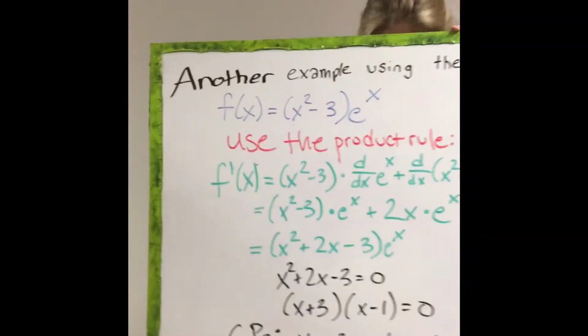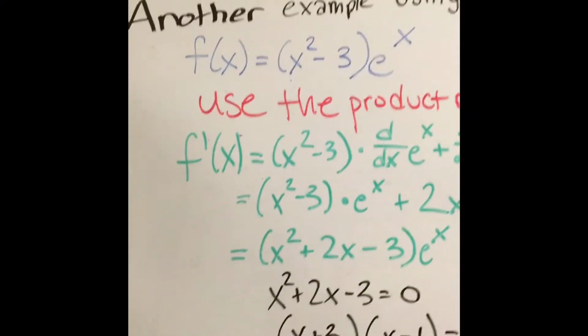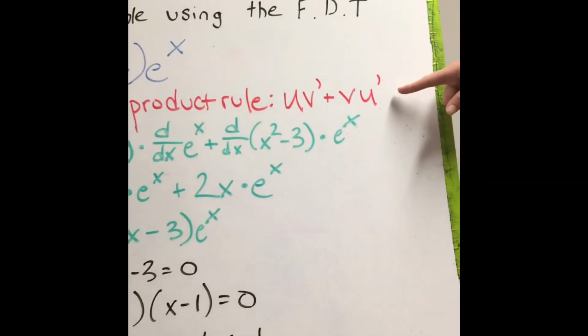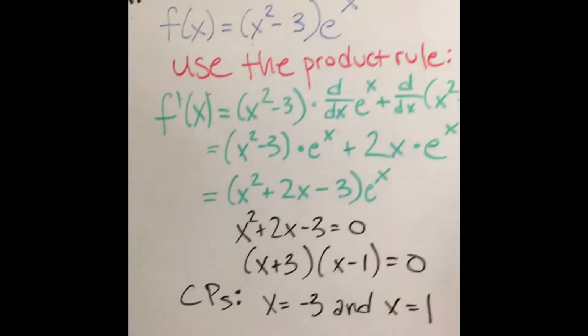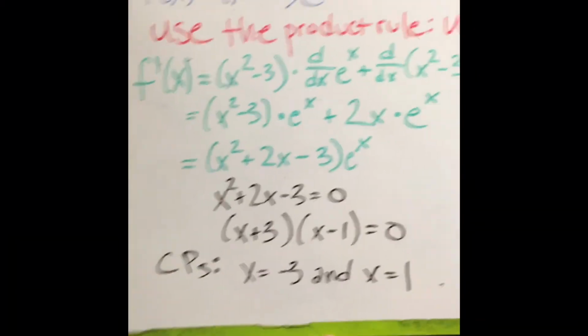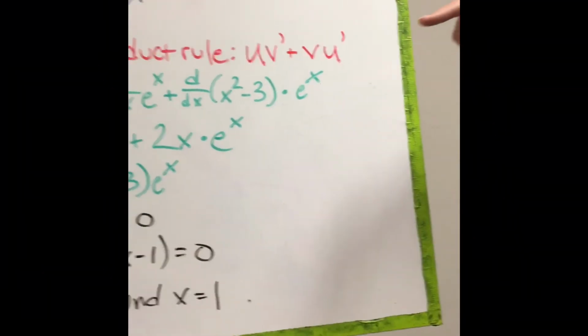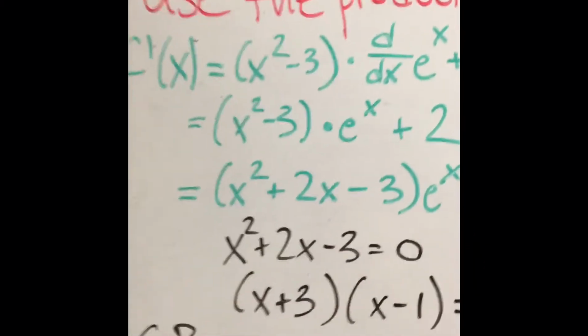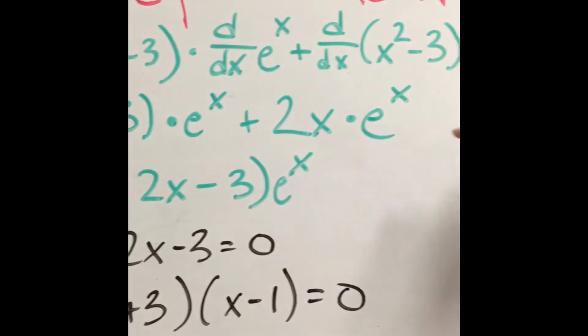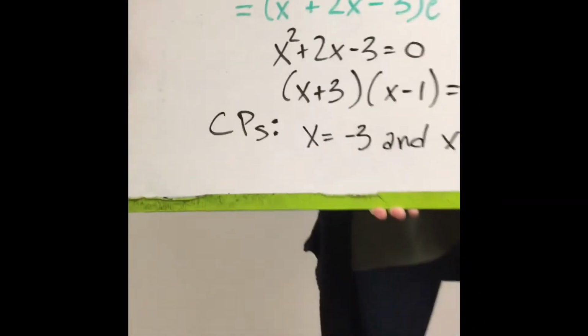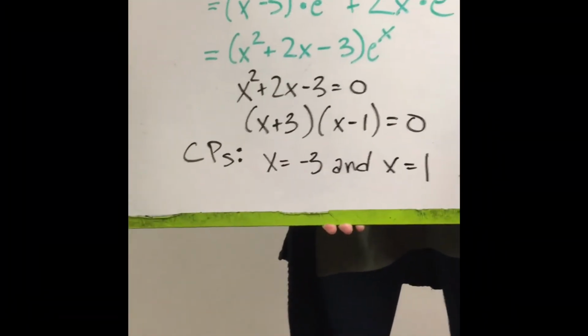Alright, so we got another example of the first derivative test. Our function is f of x equals x squared minus 3 times e to the x. For this function, you will use the product rule, which is u times v prime plus v times u prime. If you plug that in, you get x squared minus 3 times the derivative of e to the x, plus the derivative of x squared minus 3 times e to the x. If you solve that out, you eventually get x squared plus 2x minus 3 times e to the x. We're going to find the critical points of that, so you set it equal to 0, solve it out, and get x equals negative 3 and x equals 1.